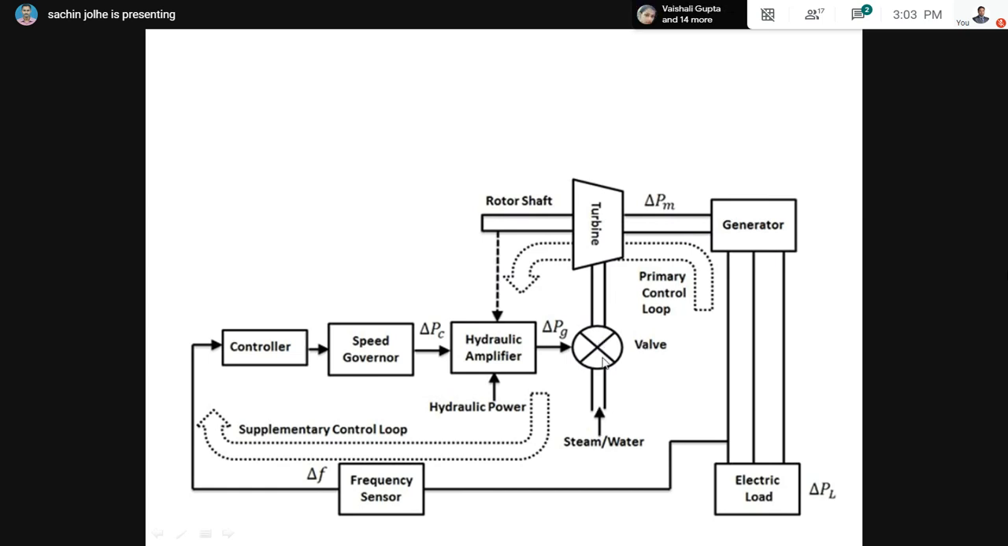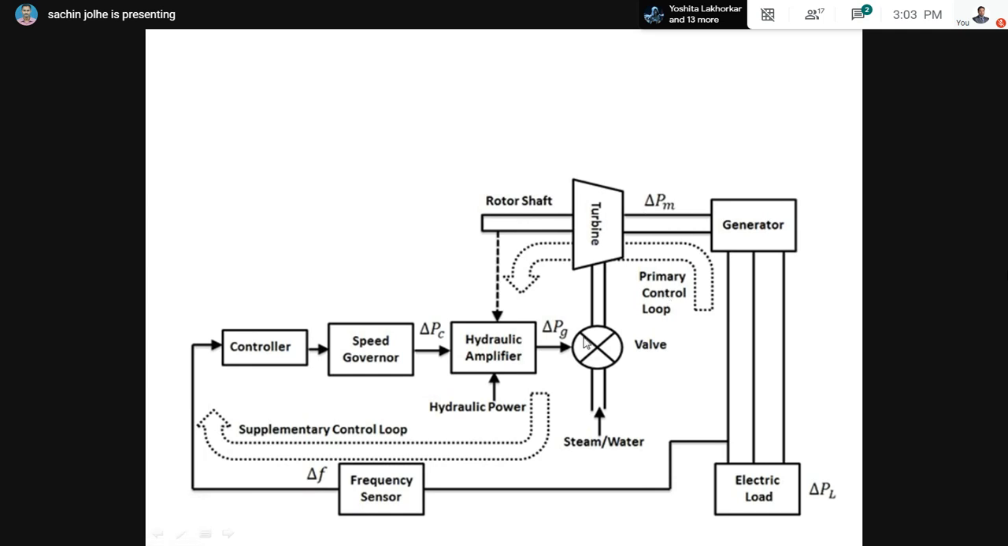If more steam or more water comes, more power is given, as we require. So we require more steam if it is a steam turbine, and if it is a hydraulic or water turbine, more water will flow. So we open the valves accordingly.